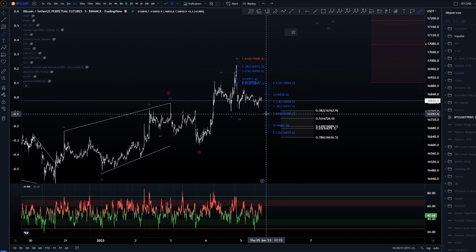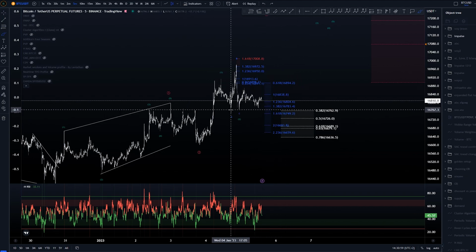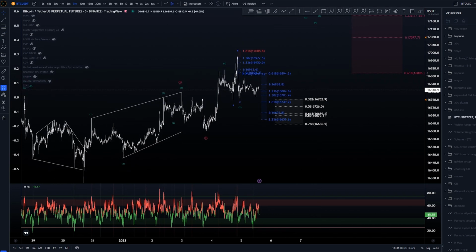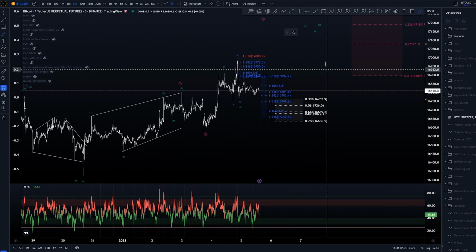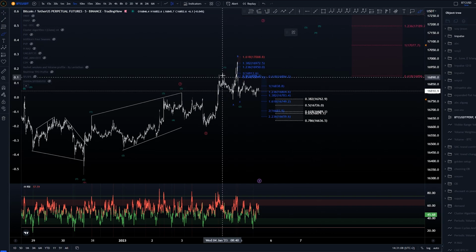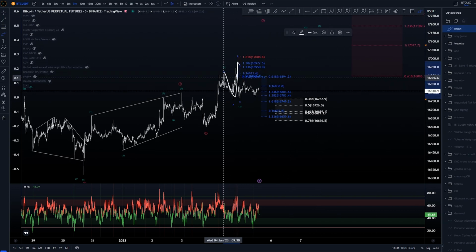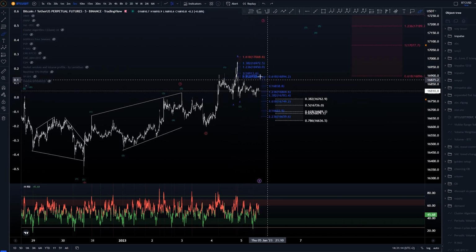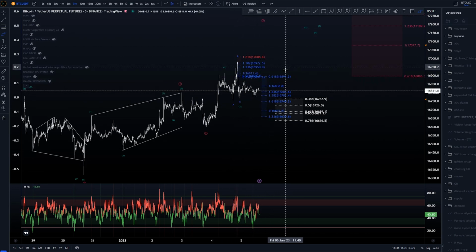So again, I still have a long setup here at the 1.618. We'll see how that goes. Not really liking this too much, but again, there's nothing invalid about it. This could turn into a W, X, and Y instead of what we've got here. So that's why I still look for the long setups upwards.